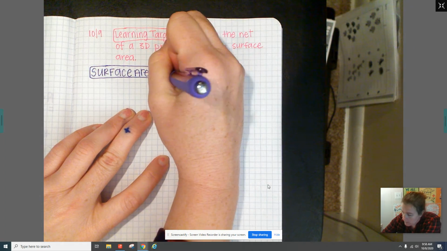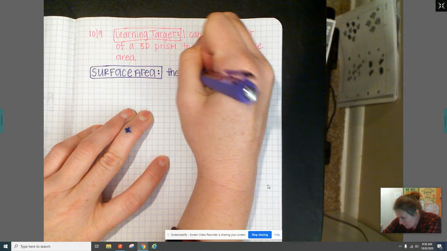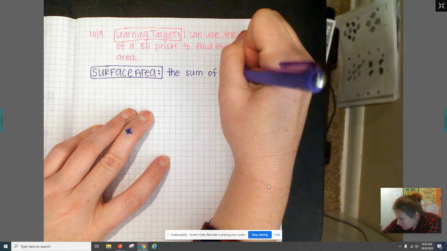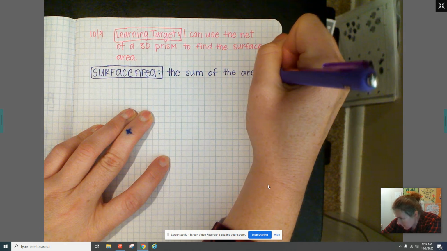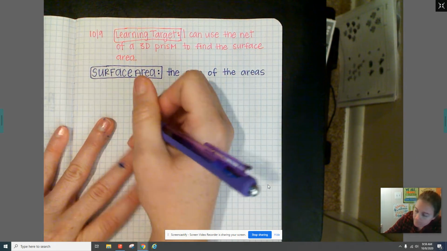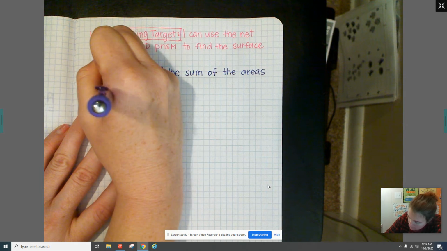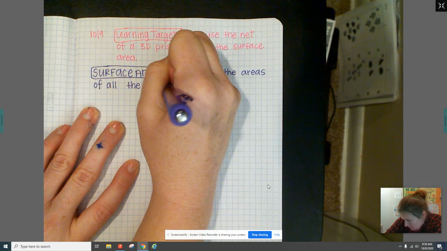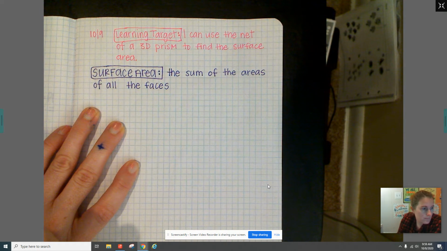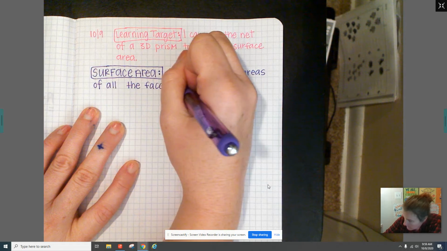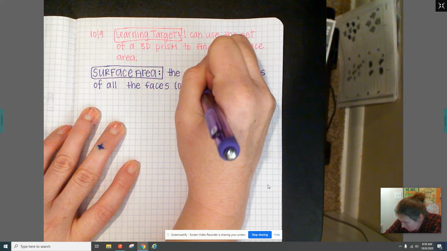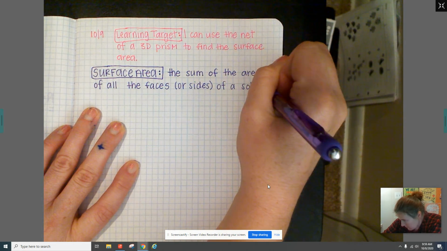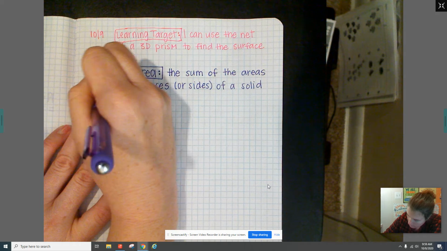All right, surface area is going to be the sum, and we know sum is a key word for addition, of the areas of all the faces or sides of a solid shape or figure. We'll do it with shape.